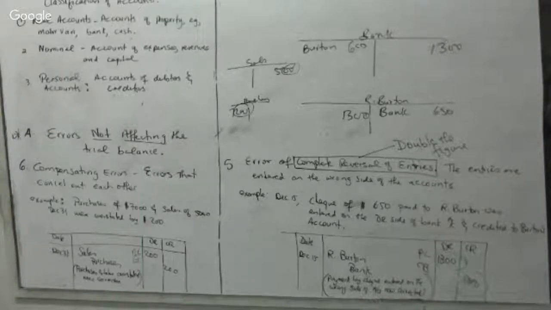So remember these arrows have names, right? Arrow up, what are the names again? Error of commission, error of omission, error of reversal of entries, and error of principle. Page 26 again, question number 1.